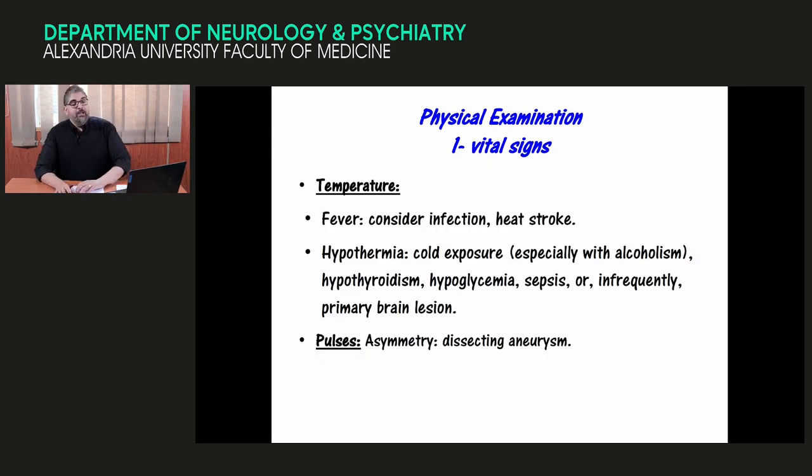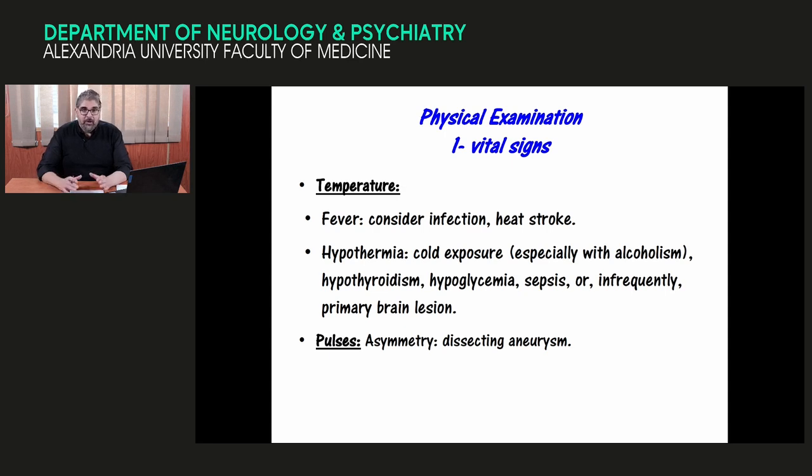Temperature, one of the most important vital signs. If your patient is feverish, you should think of infection or heat stroke as the cause. If the patient is hypothermic, you should think of cold exposure, especially if the patient is alcoholic. Hypothyroidism, hypoglycemia, especially if the patient has cold sweat, sepsis, or in some rare primary brain lesions, the patient may present with central hypothermia.